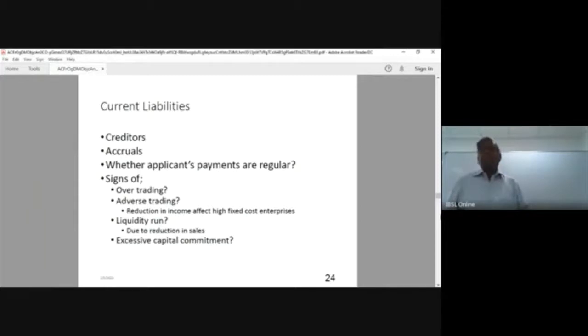Then the accruals. How about the electricity payment, telephone payment, water payment, other utility payments, the accruals? You have to check whether the applicant's payments are regular. You have to check whether there is sign of overtrading or adverse trading or liquidity run.